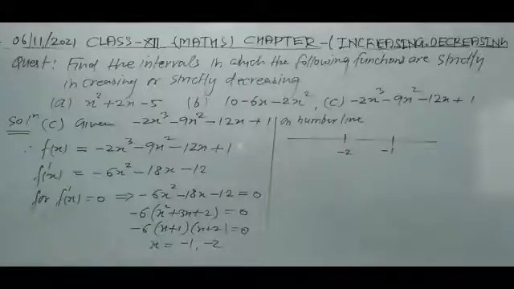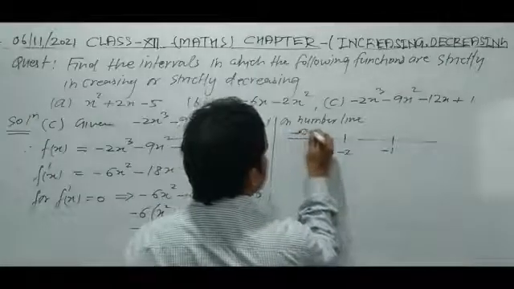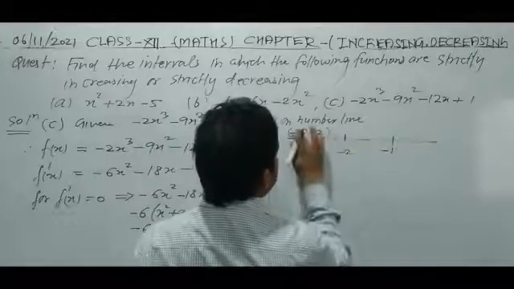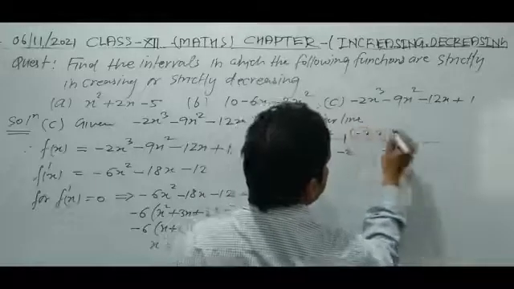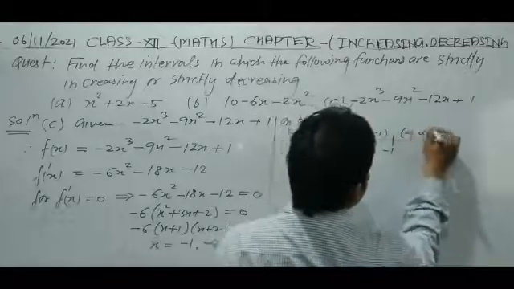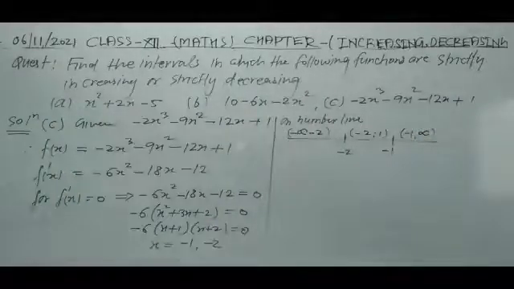So how can we solve it? Minus 2 and minus 1 will divide the number line into 3 intervals. First of all, minus infinity to minus 2, then minus 2 to minus 1, and minus 1 to infinity. So there are 3 intervals you get.